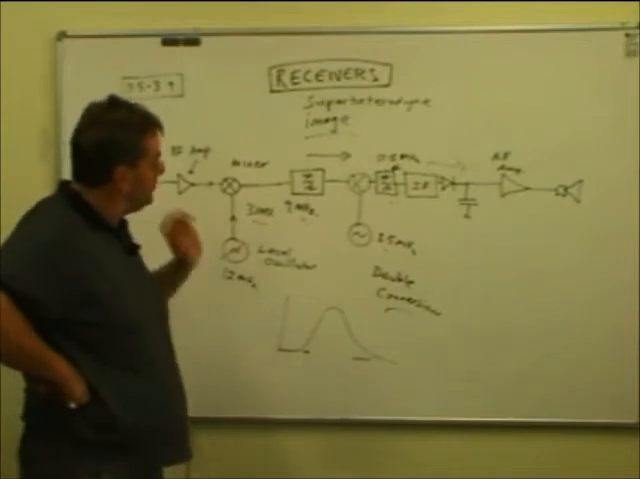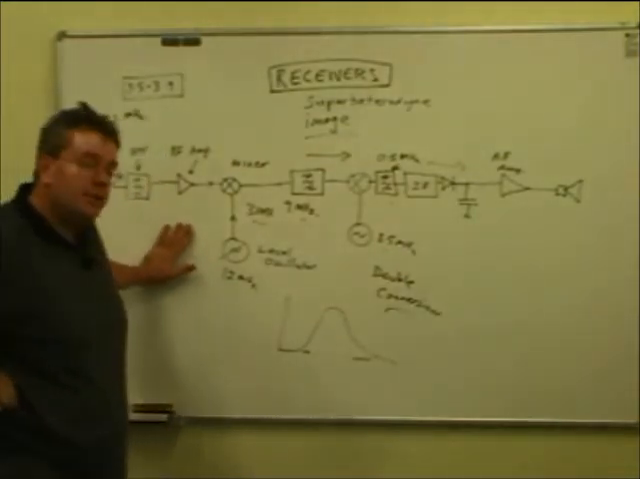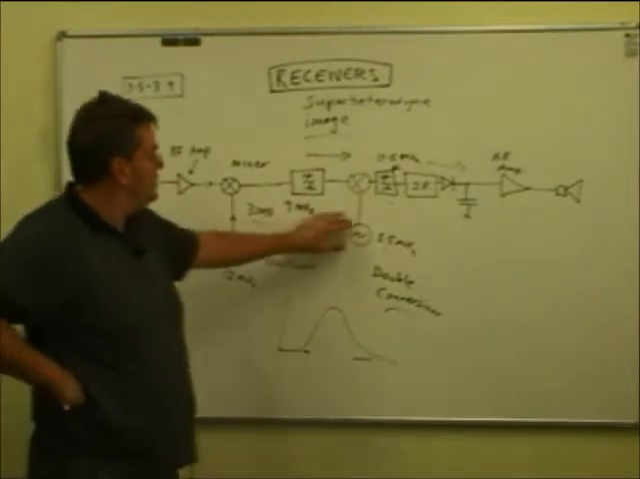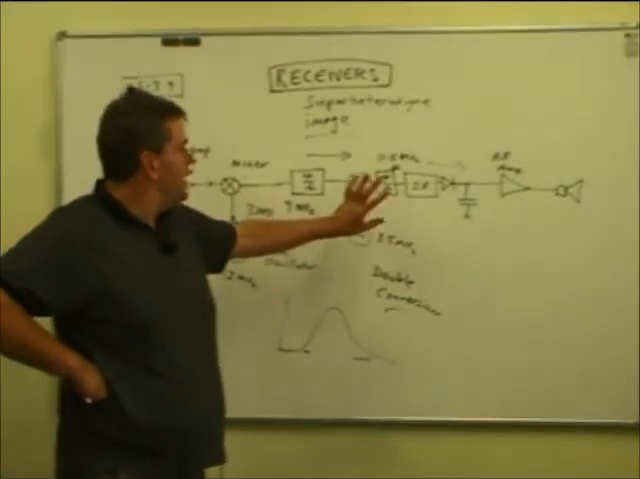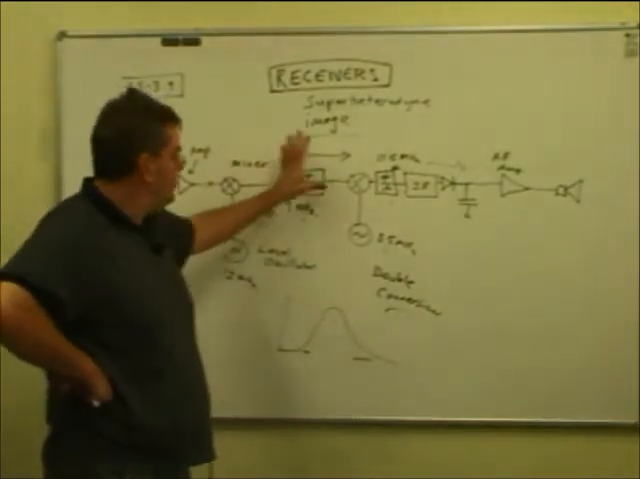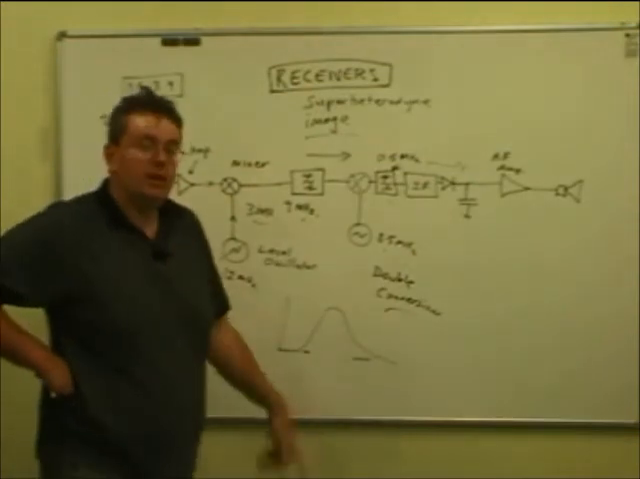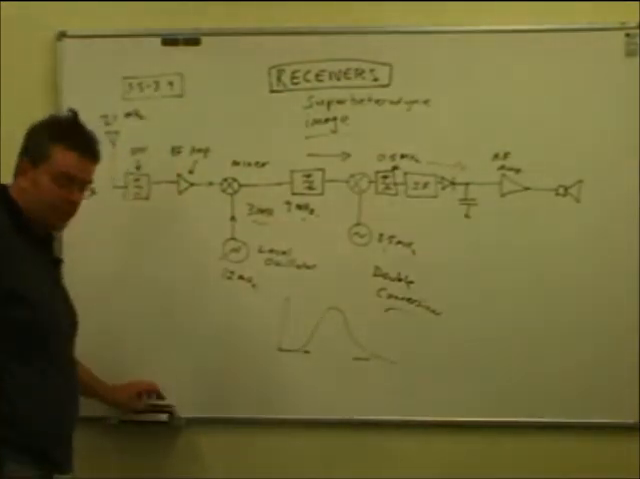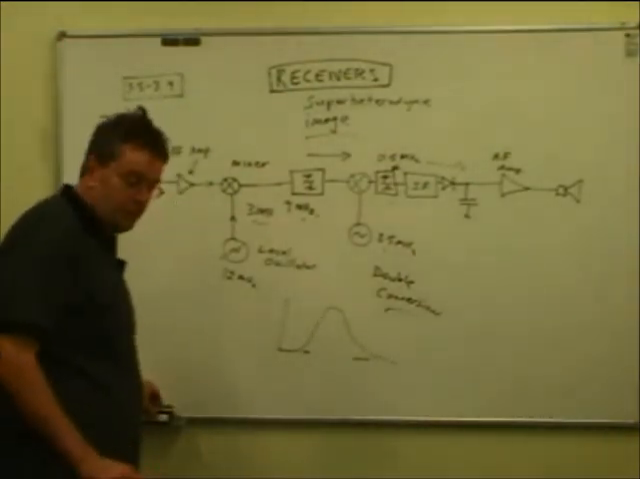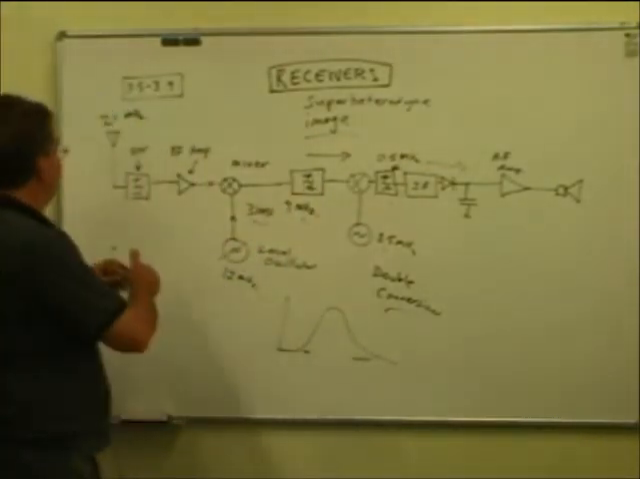But that's a double conversion receiver. It was done primarily in the early days where you could only get your narrow selectivity at a relatively low IF frequency, so they'd put a first IF step ahead of it to reject the image and then down convert to that lower frequency where you could have the selectivity built in. It's called double conversion. Some receivers even use triple conversion, but we won't go into that.